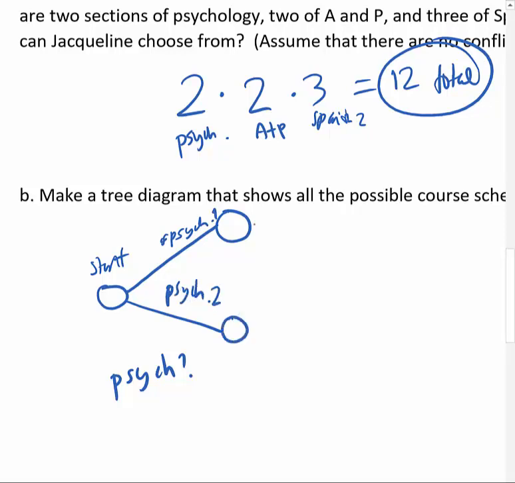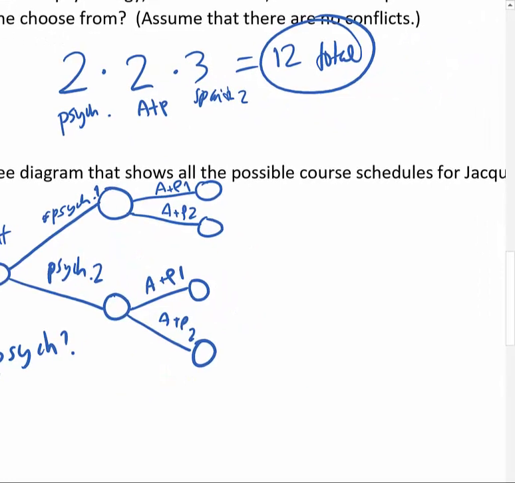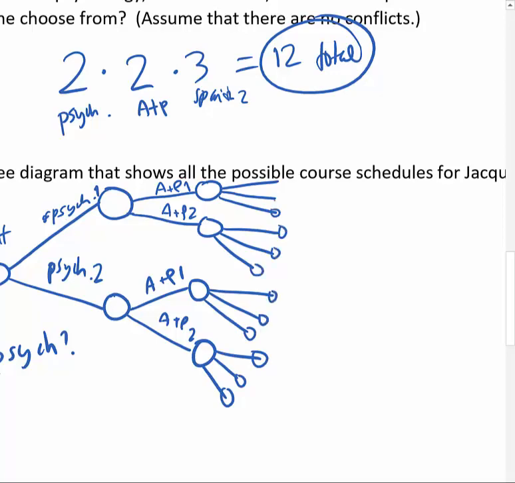And then from each of those, we have 2 options for A and P. A and P1, A and P2. They're just different sections of the same class. And then if she had taken the second section of psychology, she would also have the same choice, A and P1 or A and P2. And then from each of those branches, there are 3 possibilities for Spanish. So each of those little tiny branches should have 3 even smaller branches coming from them. Spanish class 1, Spanish class 2, Spanish class 3. Same thing for the second option here.